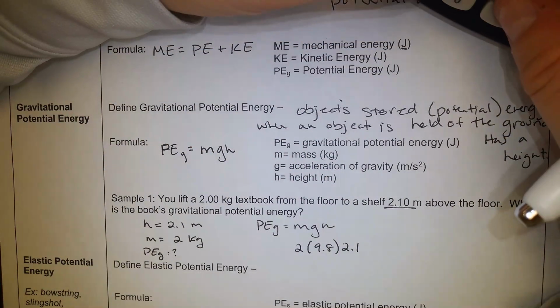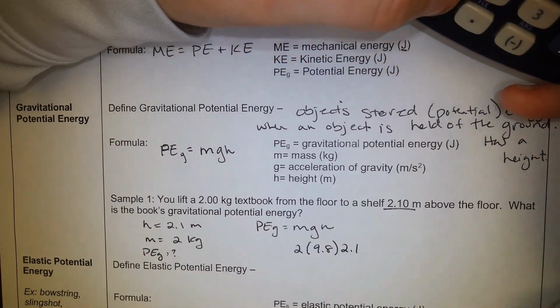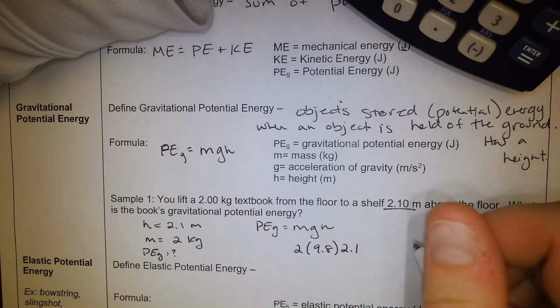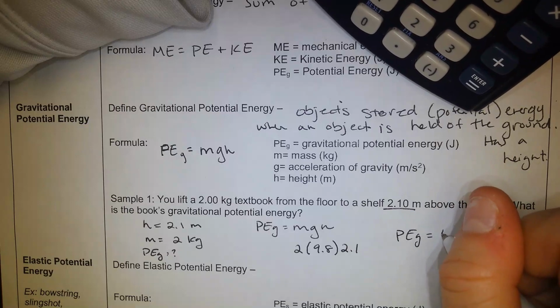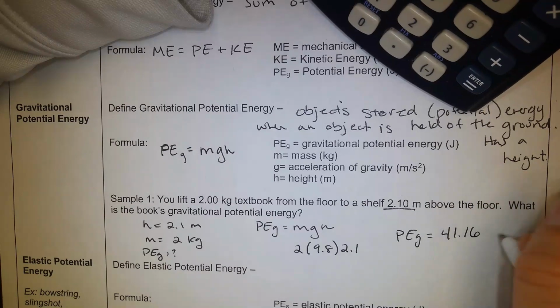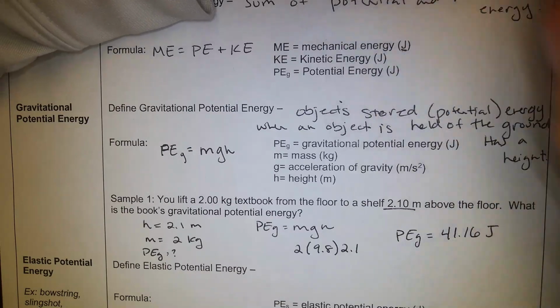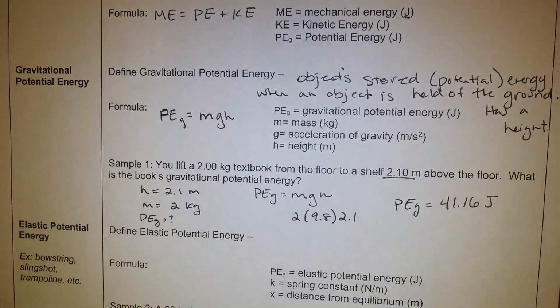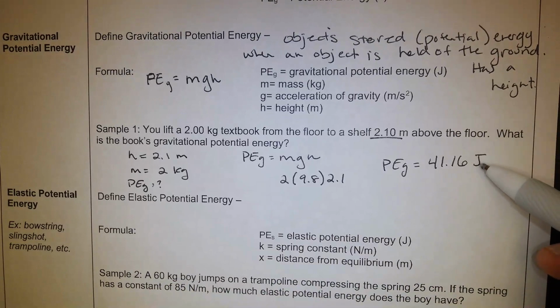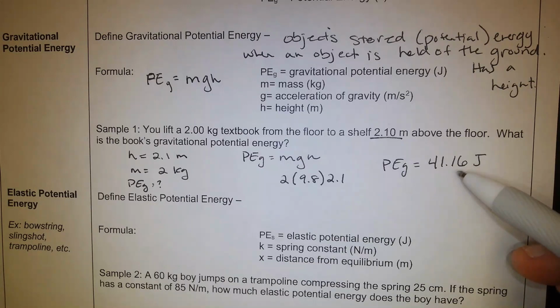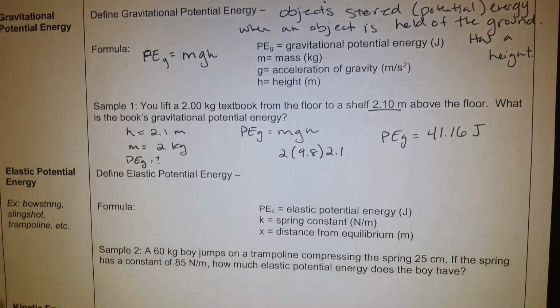It's going to have energy if it has height. 9.8 times 2.1. So I'm going to multiply those up. The textbook up on the shelf has a gravitational potential energy of 41.16 joules. Okay, 41.16 joules. And if it was to fall, that's how much energy it would be losing. Well, not really losing, you can't lose energy, but it would be converting that to that kinetic energy that's going to be causing damage on whatever it falls on.